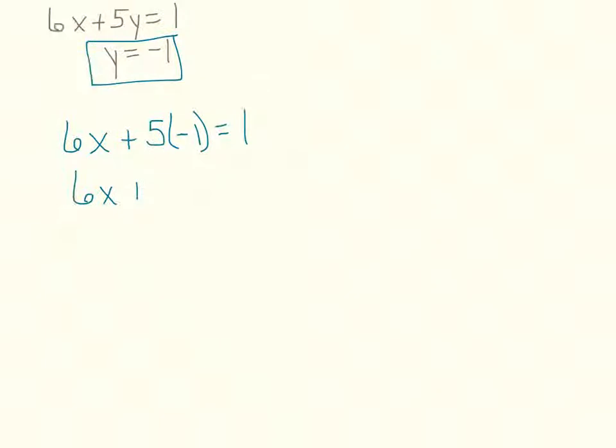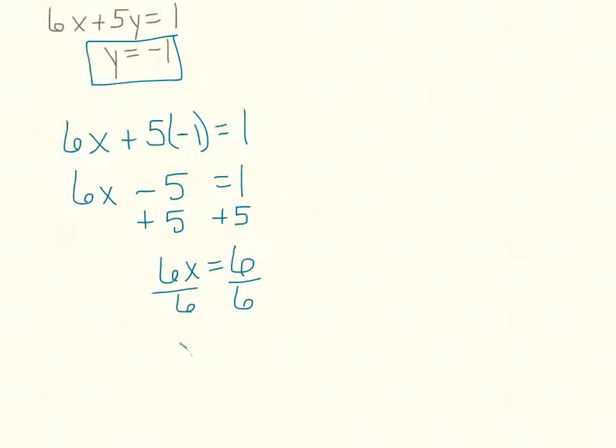So 6x, actually, minus 5 equals 1. Then we add 5 to each side. So 6x equals 6. Divided by 6, x equals 1. And there's your second answer.